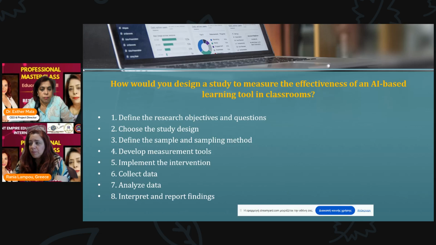Does this tool improve test scores? How does it affect student engagement and motivation? Are there differences across subjects or student demographics? Then choose the study design.